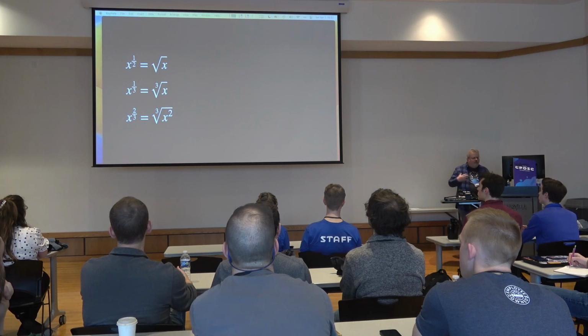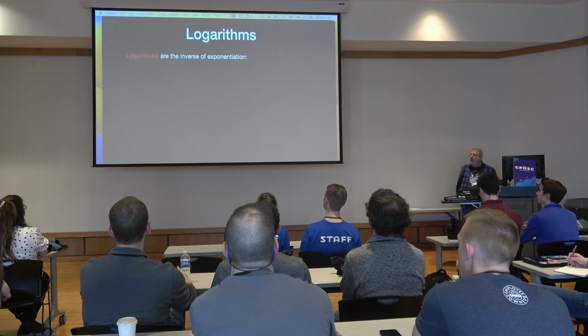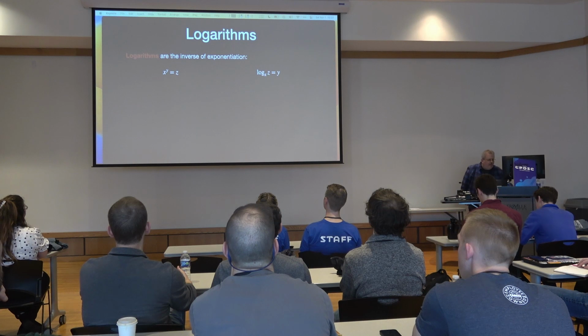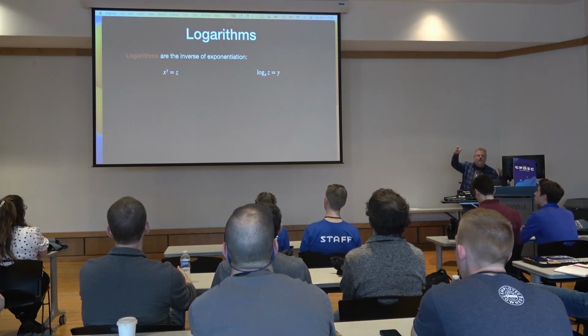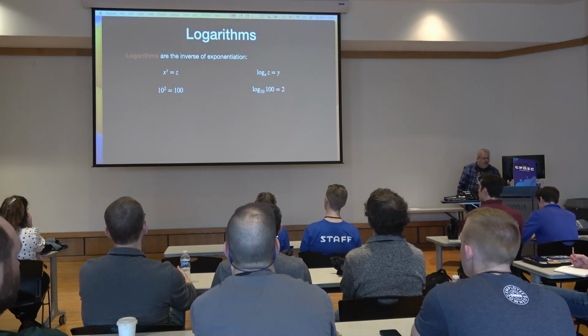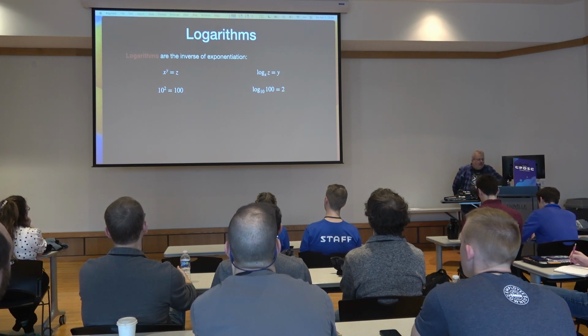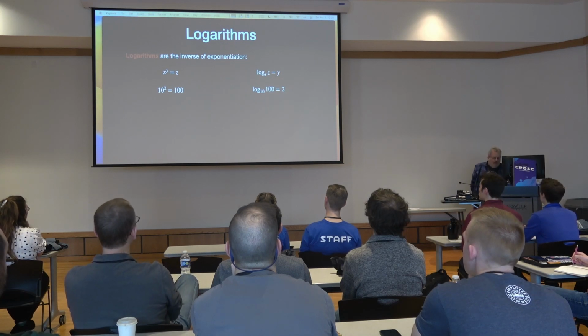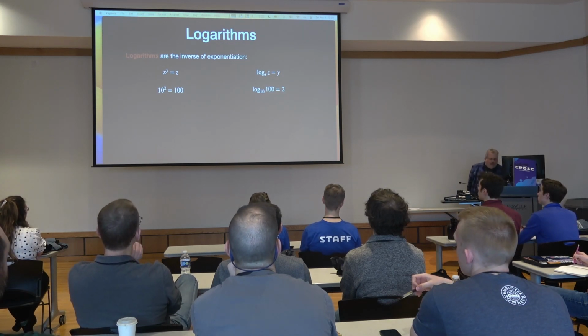I think that while people remember this, they really don't remember what logarithms are quite as much. So logarithms are the inverse of exponentiation. If x to the y equals z, then the log base x of z equals y. It's just the opposite: instead of raising to a power, you're seeing what power we have to raise it to get that number. So if 10 squared equals 100, then the log base 10 of 100 equals 2, because that's the power we have to raise 10 to get 100.